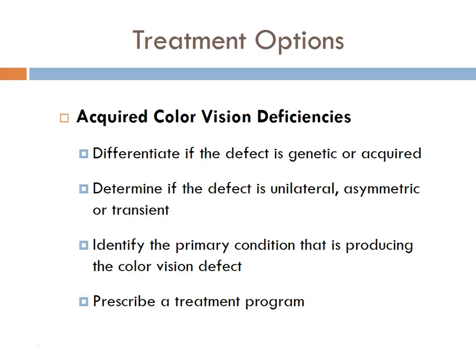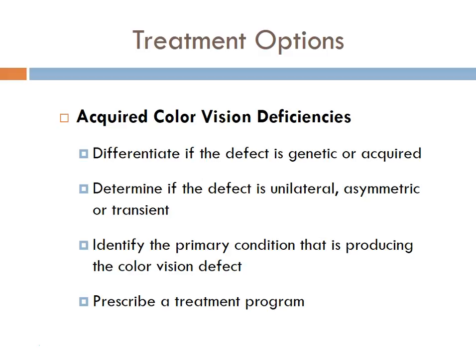So once you've made the correct diagnosis, what if it's the dyschromatopsia of diabetes? And then your last bullet there, prescribe a treatment program. Well, I'm not going to prescribe some insulin. I'm not going to give anybody any metformin. What can I as an optometrist do as far as prescribing a treatment program to my diabetic patient that has an asymmetric color vision defect?